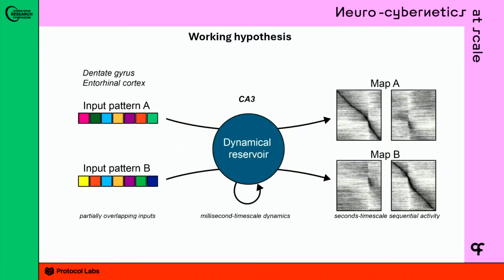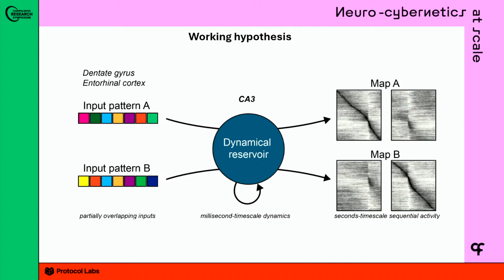This leads us to a working hypothesis where we can have different input patterns. They can be overlapping. There just need to be very minor differences. You can pass them through this dynamical reservoir. This is what we're describing CA3 as, where it has very brief millisecond timescale dynamics that are nevertheless very good at extracting small differences in the input. And this leads to these maps.